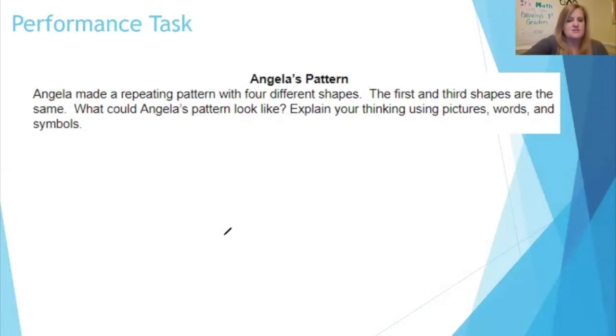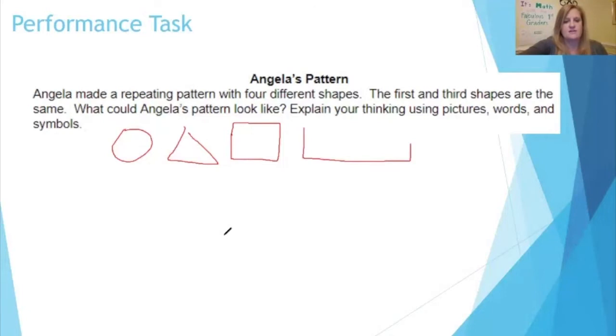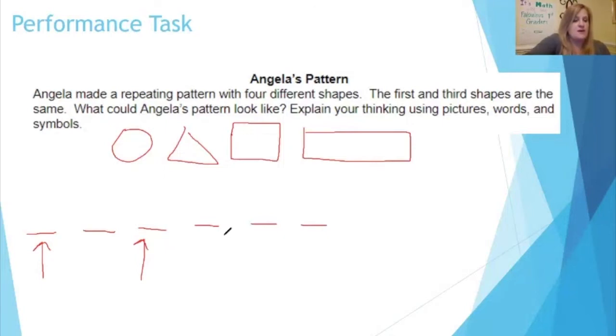So I'm going to go ahead and choose my shapes. I might choose a circle, a triangle, a square, and a rectangle. So I have 4 different shapes. Now, when I get ready to build my shapes, I'm going to make sure that the first shape and the third shape in the pattern have to be the same. So maybe I'll do a circle in both of those spots. Then I can put the other shapes wherever I'd like.